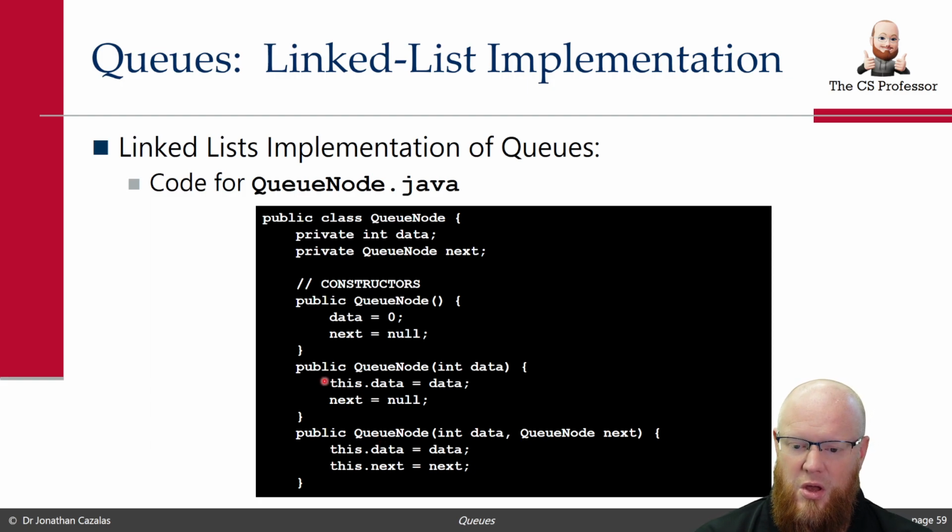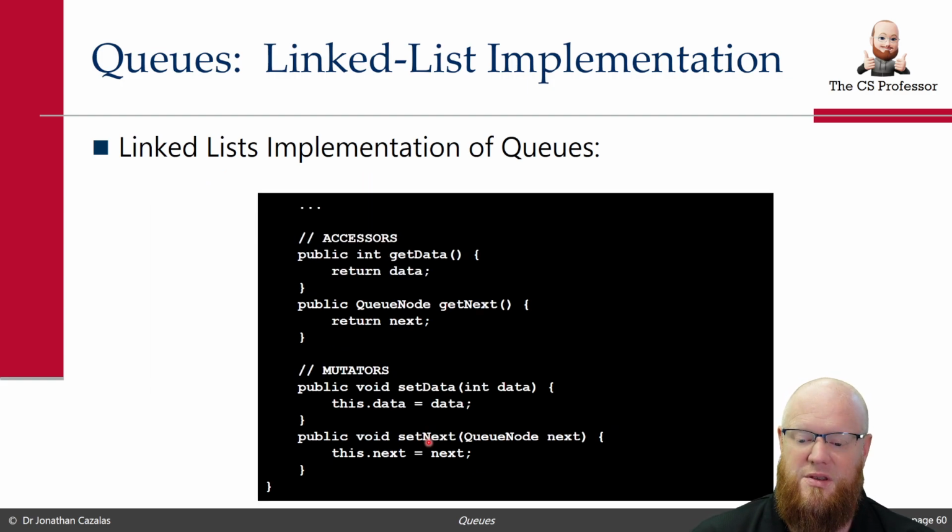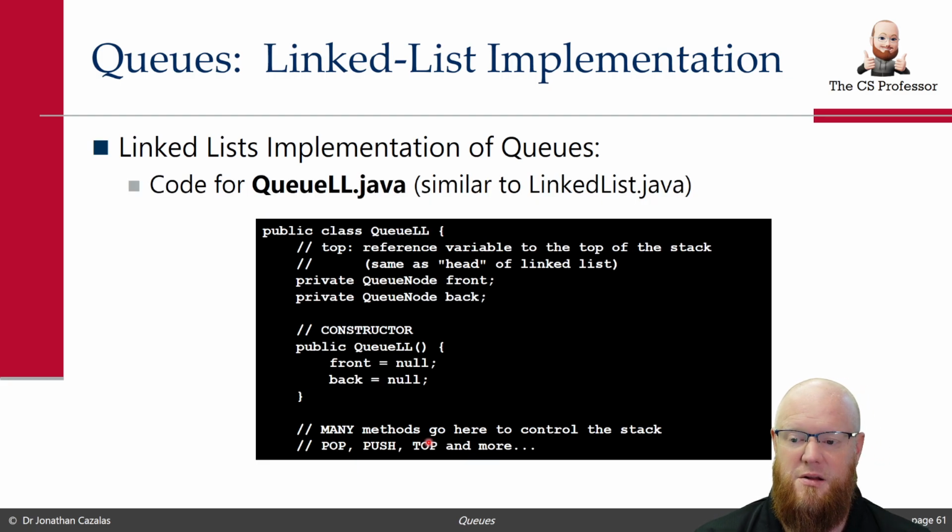Here's the QNode. We have a data and we have a next. Here, data is just 0 in the constructor, next equal to null. Here's our two constructors or more constructors. This is identical to the linked list code that we have seen previously. And we have some getters and some setters.